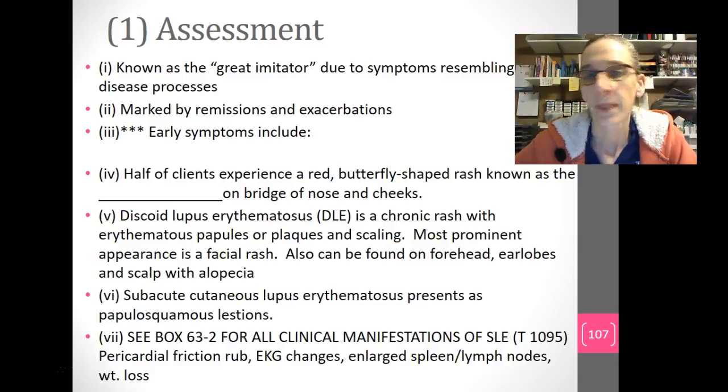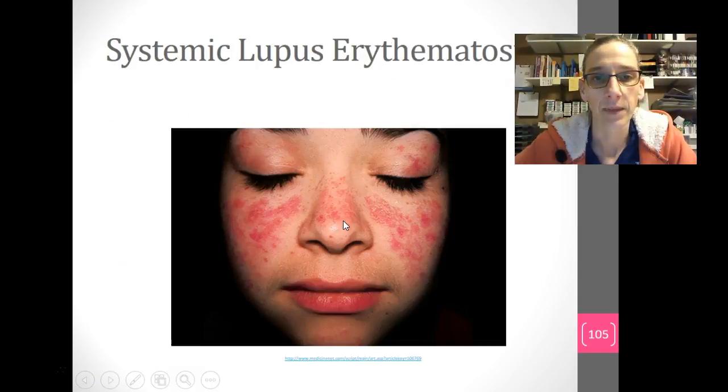develop. Half of the clients experience a red butterfly-shaped rash known as the malar rash on the bridge of the nose and cheeks, and the rash gets much worse in the sunlight. That's what this is. This is this malar distinct butterfly rash.